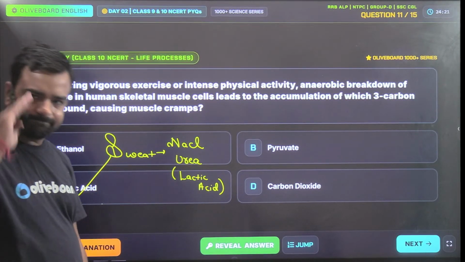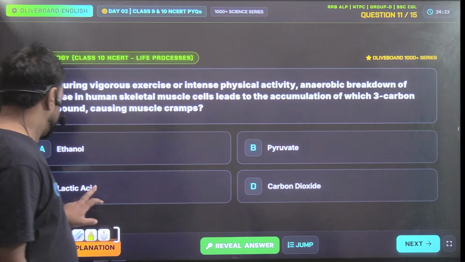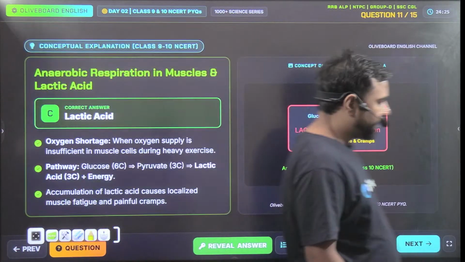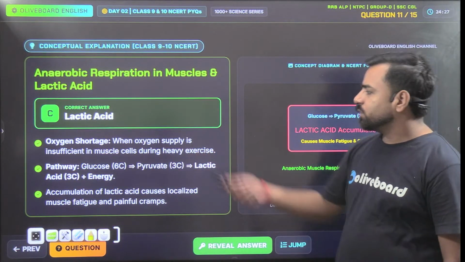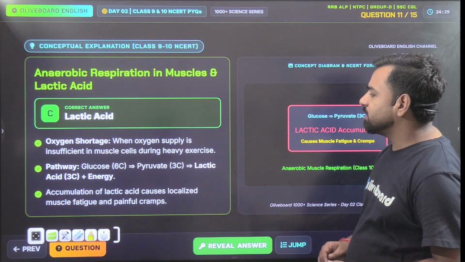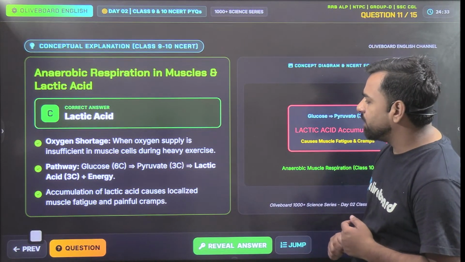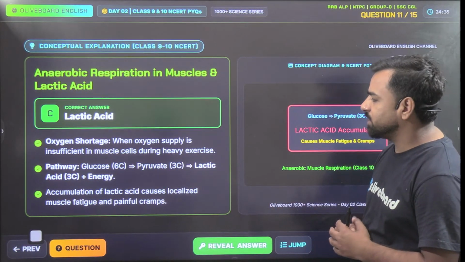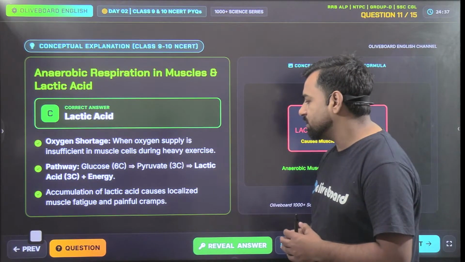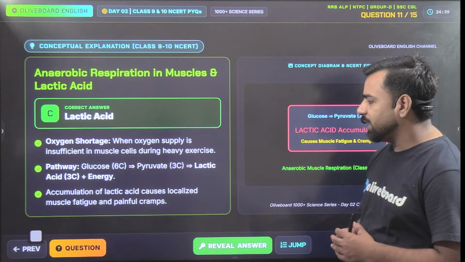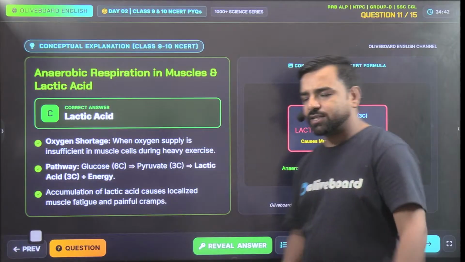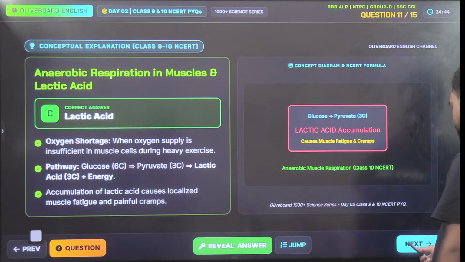And Ankita, absolutely correct. So C is the correct answer. So lactic acid leads to fatigue. When oxygen supply is insufficient in the muscles during heavy exercise, here's the pathway: glucose to pyruvate, then finally to lactic acid plus energy. So accumulation of lactic acid causes localized muscle fatigue and painful cramps. So the correct answer is lactic acid, and this is one of the important questions also.